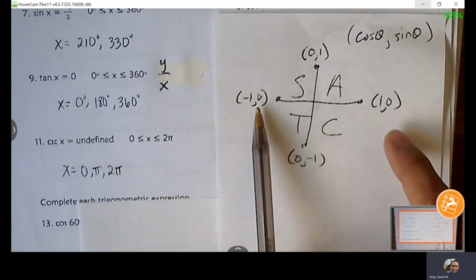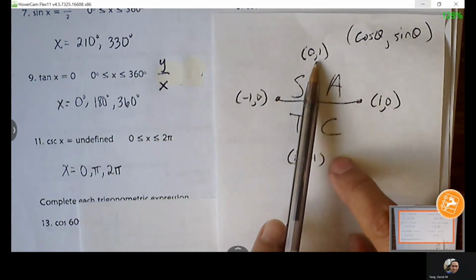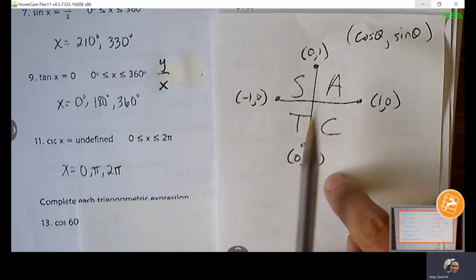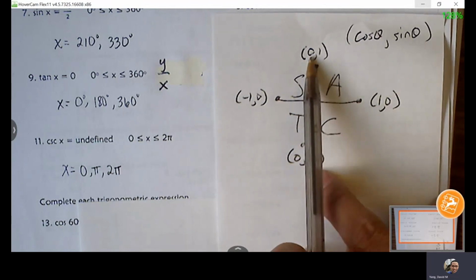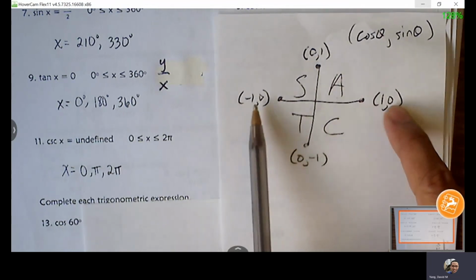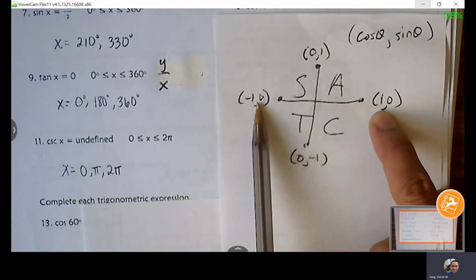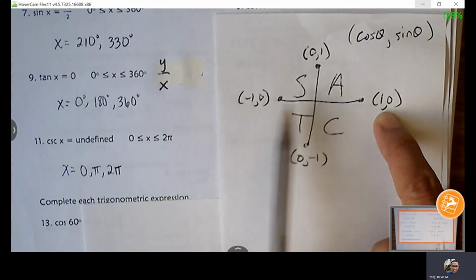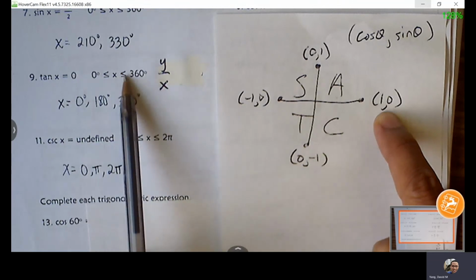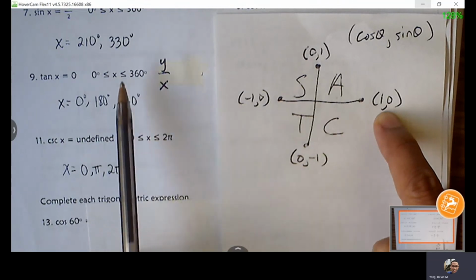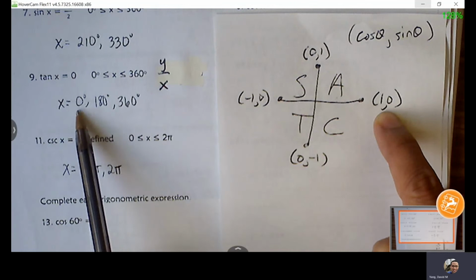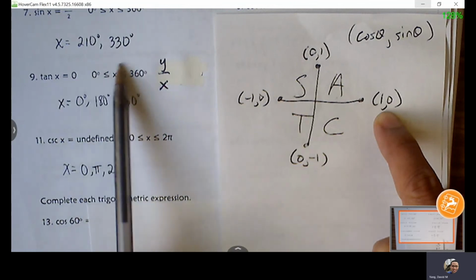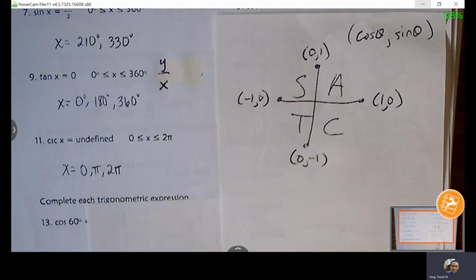So the only way I'm going to get y over x can't be pi over 2, can't be 3 pi over 2, right? Here I'll get negative 1 over 0. Here I'll get 1 over 0. That doesn't make any sense. I want 0 over 1 or 0 over negative 1. So that's 0 and 180. But we also include 360 because 360 is part of our domain. So that's why we're listing 0, 180, and 360, because the domain is telling us that we got to stretch all the way to 360.